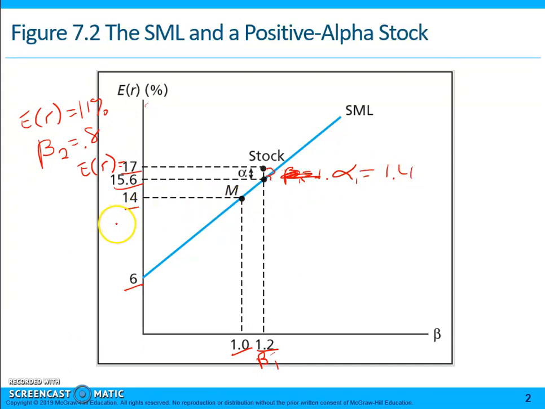So we can come over here and we can add our second stock. So the fair return is 12.4, and beta 0.8, but our actual expected return is 11. So this gives us our alpha 2, negative 1.4.